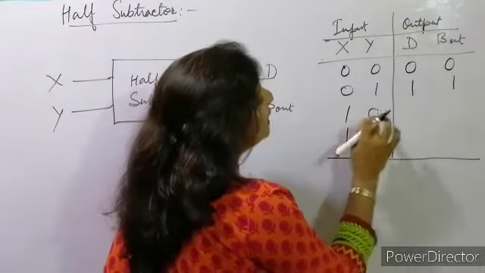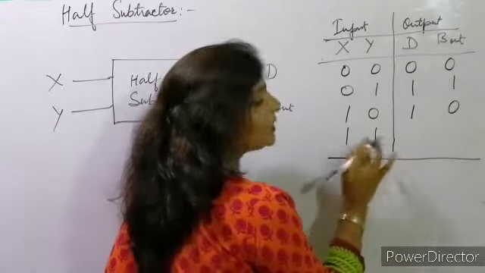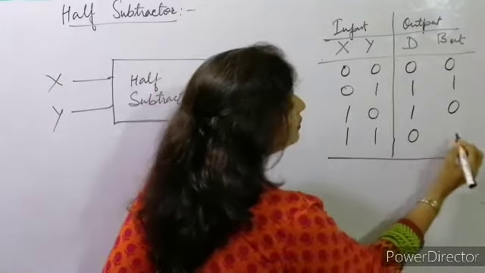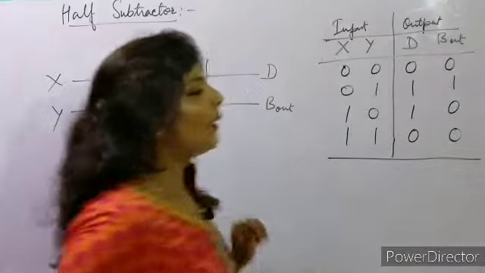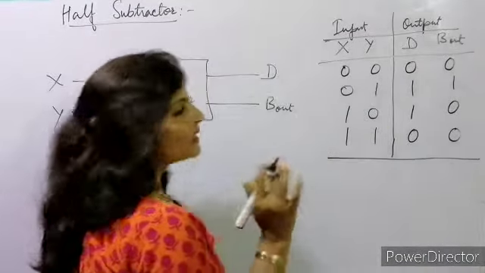Okay. Now 1 minus 0, what will be the difference? 1. Borrow 0, nothing. And 1 minus 1, 0. And borrow 0. Kuch bhi nahi liya na. Okay. So based on this one, we can design the circuit.